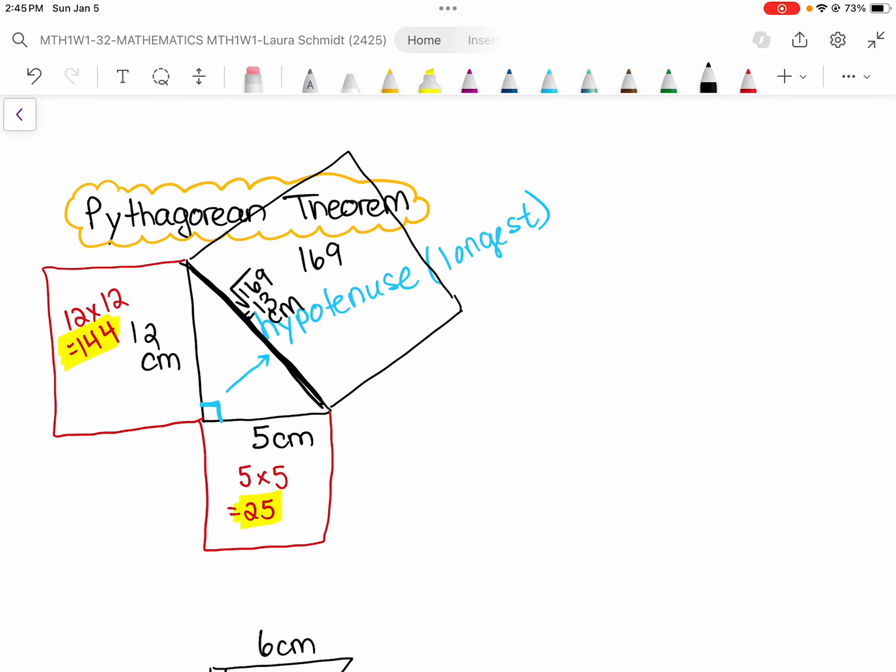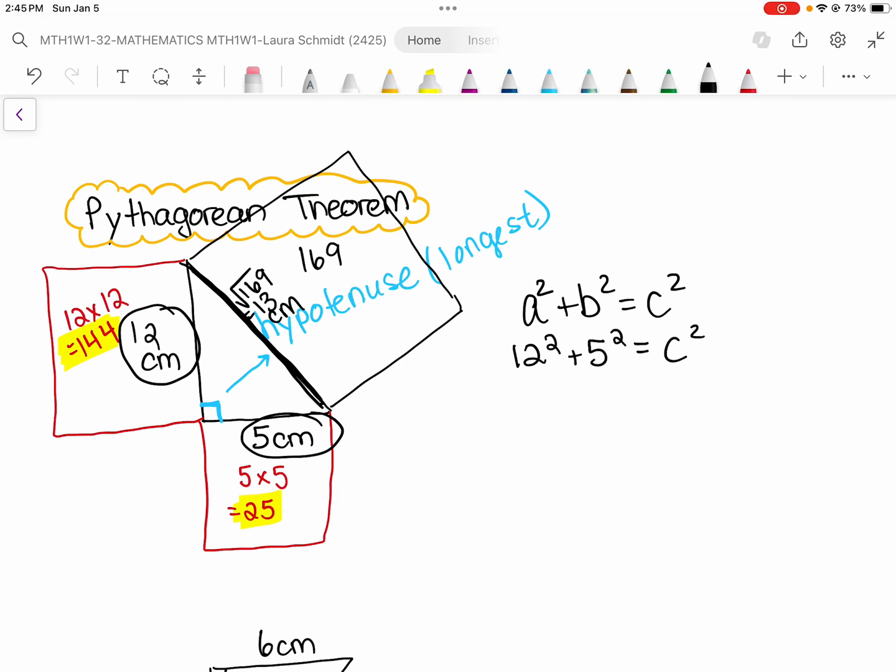I can write this algebraically too by saying a squared plus b squared equals c squared. So it's just where I take each side, so 12 squared plus 5 squared is equal to my hypotenuse squared. So 144 plus 25, add those together, and finally square root them to find the length of C.